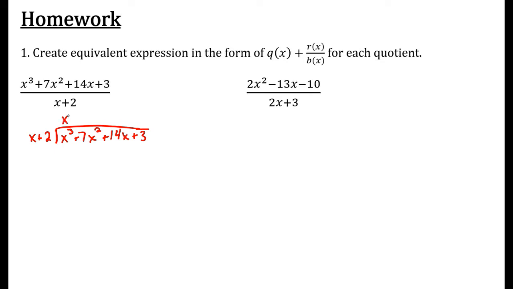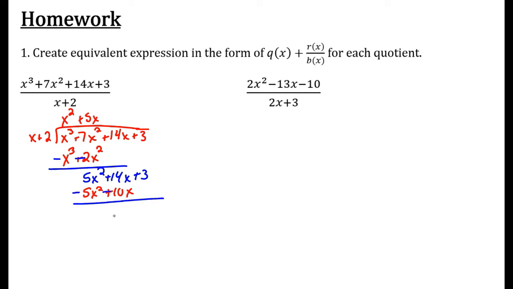We have x squared times x is x cubed. x squared times 2 is 2x squared. Change my signs to subtract. I get 5x squared plus 14x plus 3. And we start over. Well, 5x times x is 5x squared. 5x times 2 is 10x. Change my signs to subtract, and I'm left with 4x plus 3.